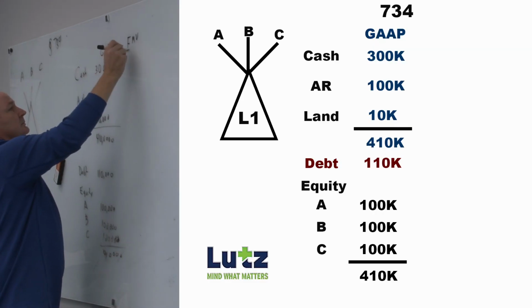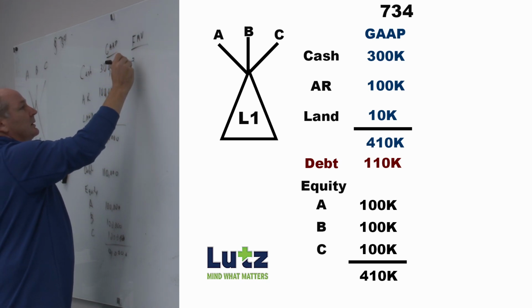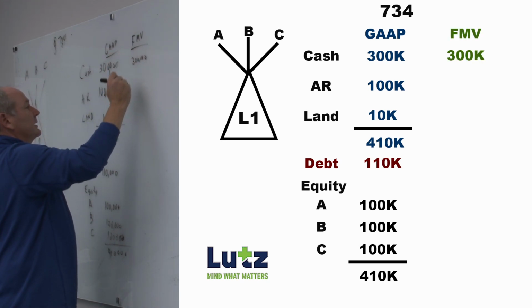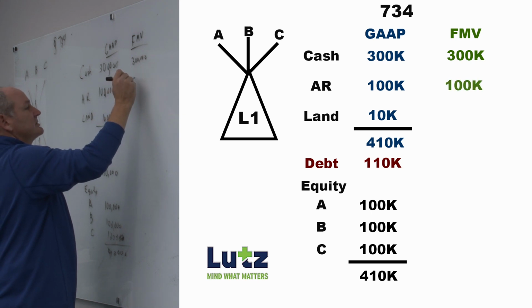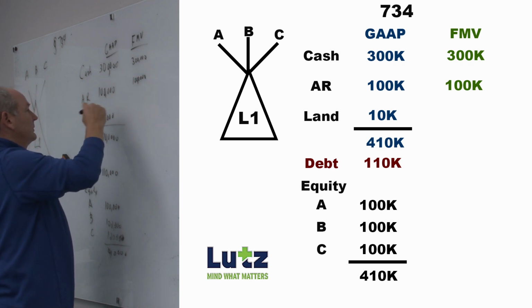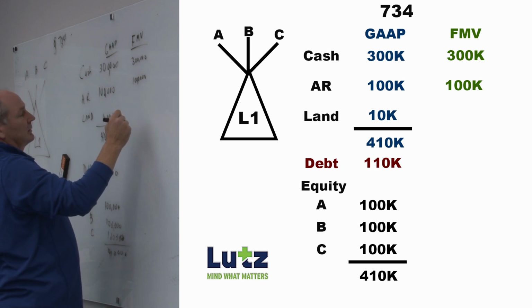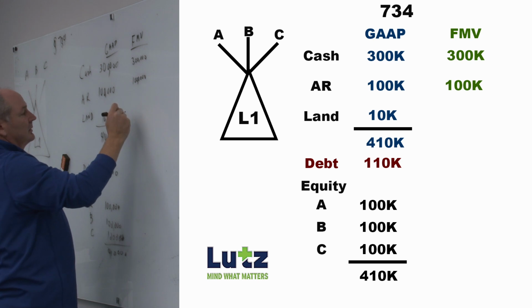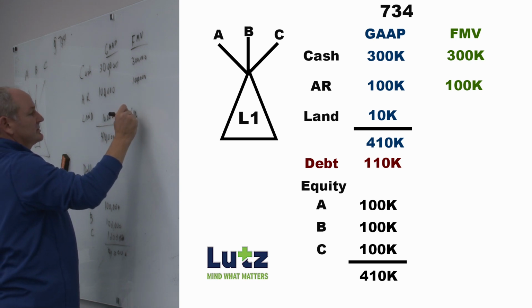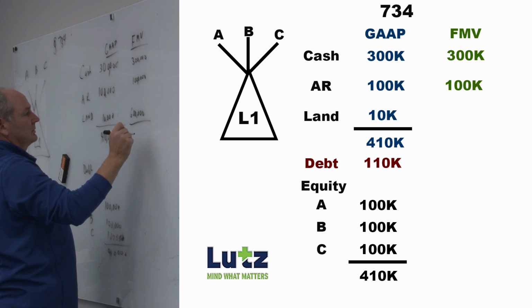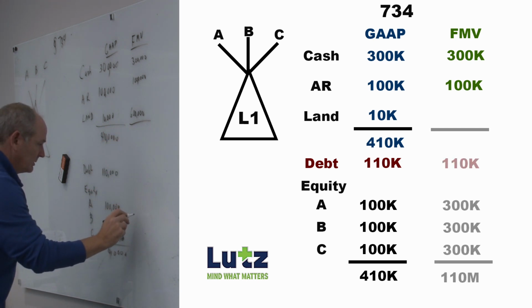This is GAAP. This is fair market value. Okay, so we have 300 of cash, both from fair market value and GAAP. We have $100,000 of AR, GAAP and fair market value. And let's see, this is $600,000 of fair value. Well, hold on. Nope, excuse me.